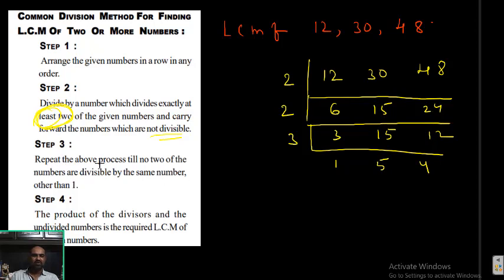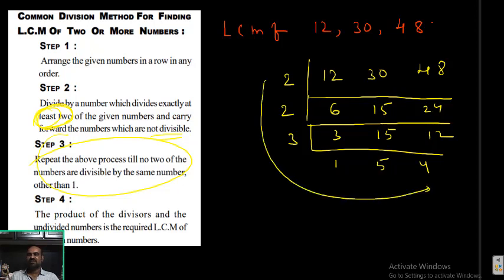Repeat the above process till no two of the numbers are divisible by the same number other than 1. Here only I want to stop the process because, observe, other than 1, no two numbers are divisible by the same number: 1, 5, 4. So here I stop, and the product of all these numbers gives the LCM. LCM equals 2 into 2 into 3 into 1 into 5 into 4.